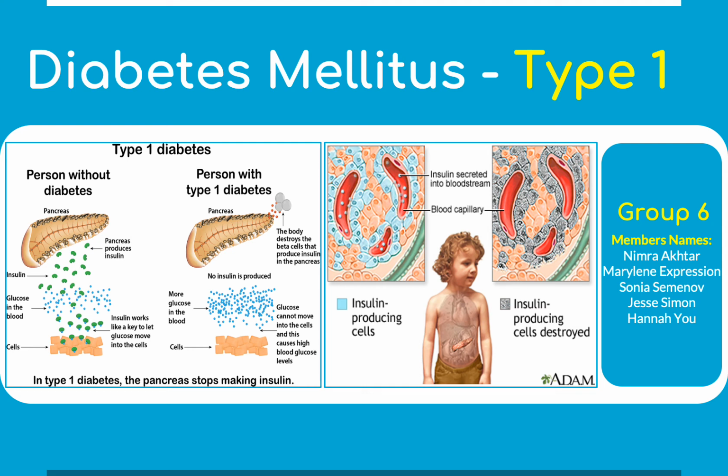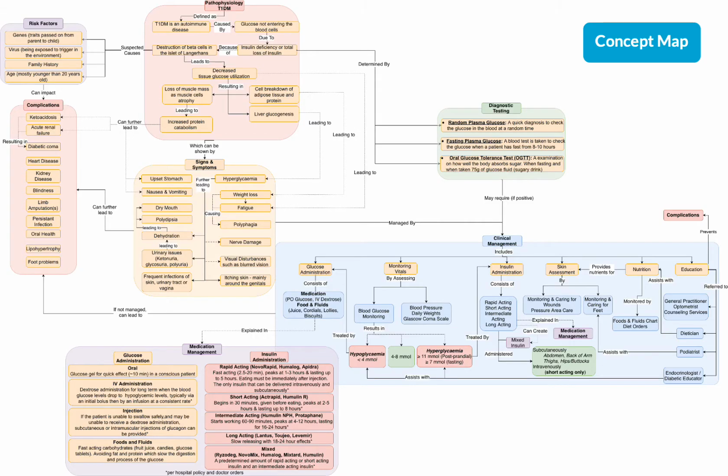This is group 6 with diabetes mellitus type 1. So this is our concept map.